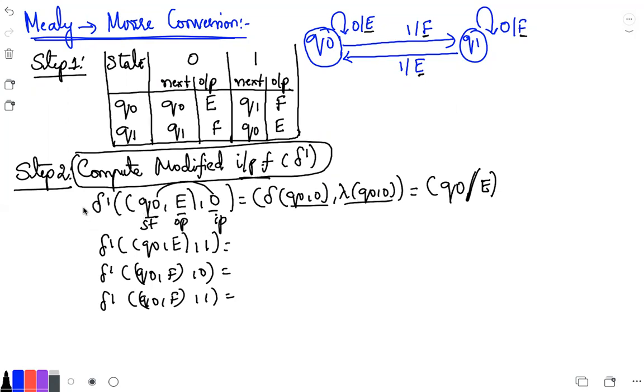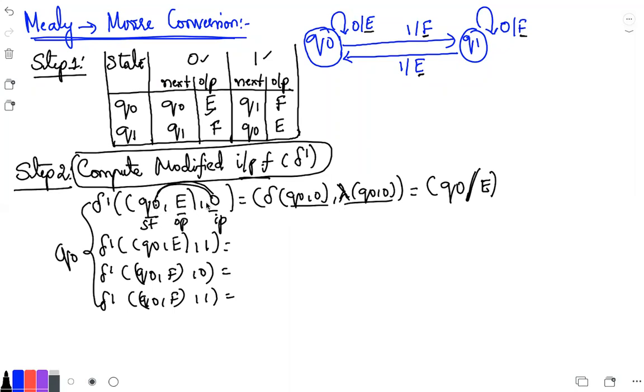So I'm taking Q naught. This corresponds to the state Q naught. So the combination of output and input: E on 0, E on 1, because E and F are the outputs, 0 and 1 are the inputs. So E on 0, E on 1, F on 0, F on 1. So while expanding the function, this is the nomenclature. So transition of Q naught on 0, because here while expanding, you can forget the output. Transition of Q naught on 0, comma, output of Q naught on 0.